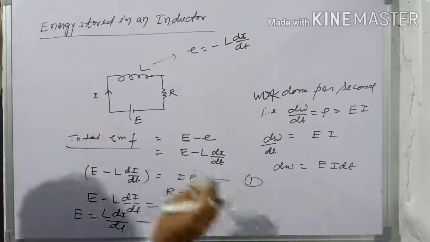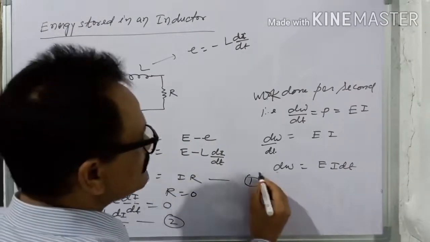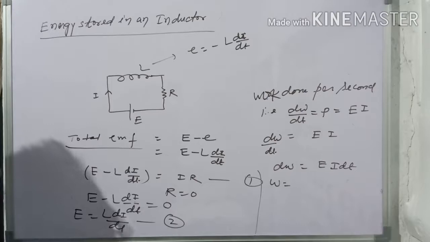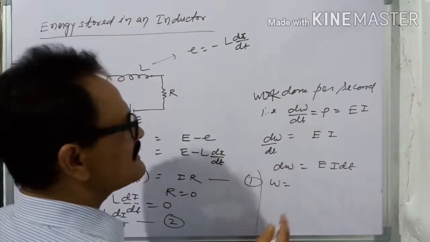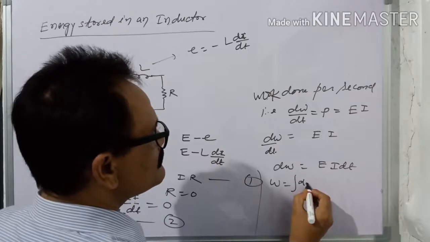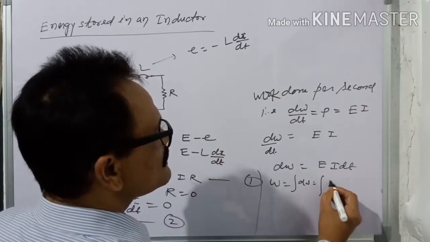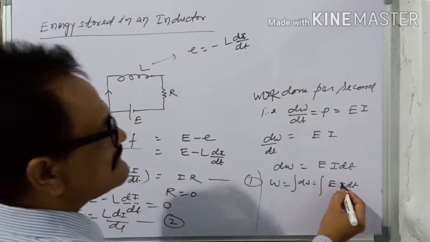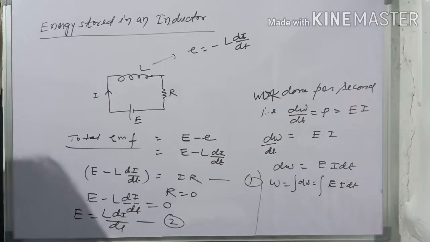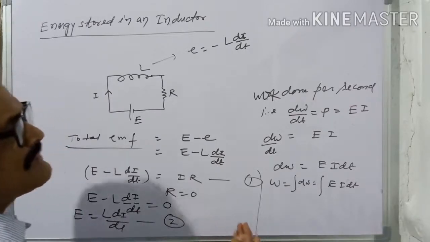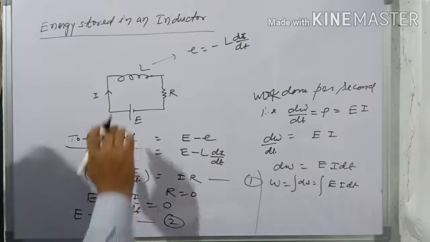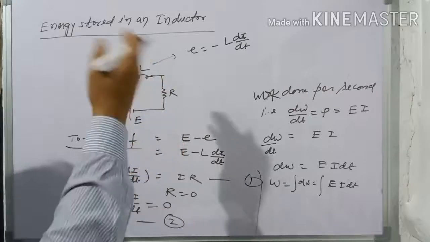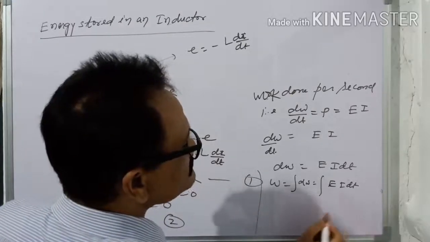Now, to know the total work done, we have to integrate this relation. The value of dW is EI dt, and this I is the instantaneous current. To build up this current, it takes some time. Earlier the current was zero, and when it was switched on, the current increased from zero up to I.